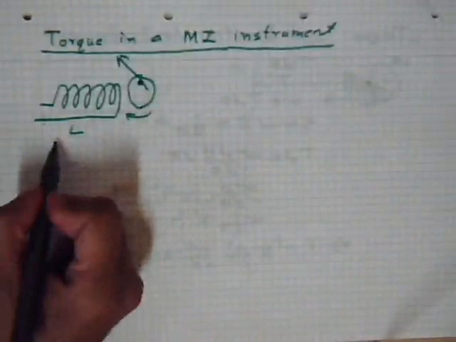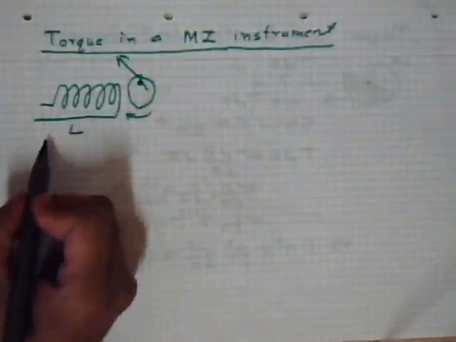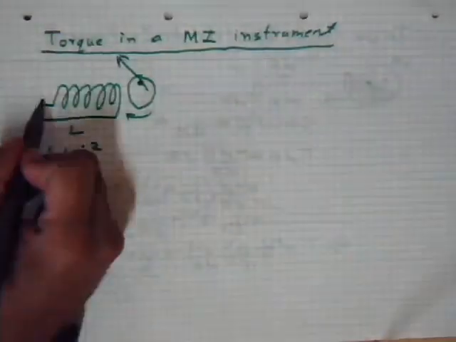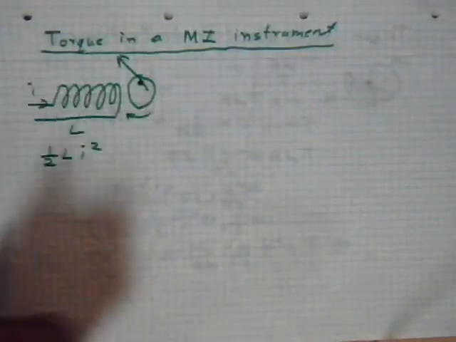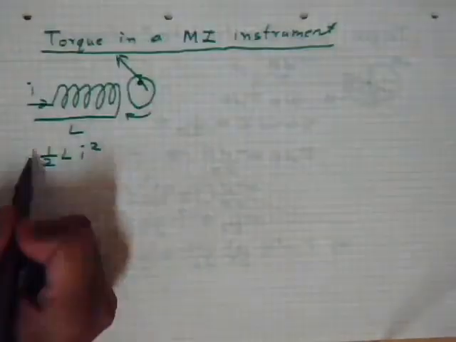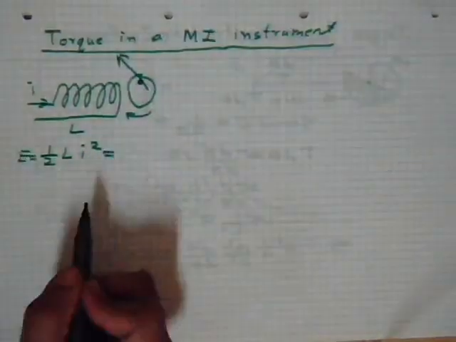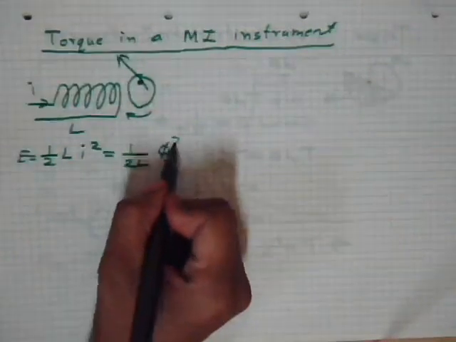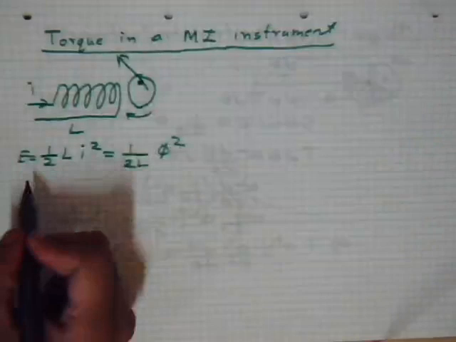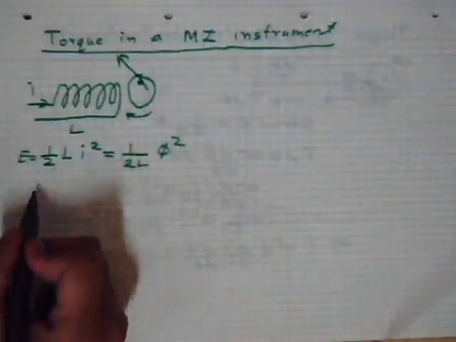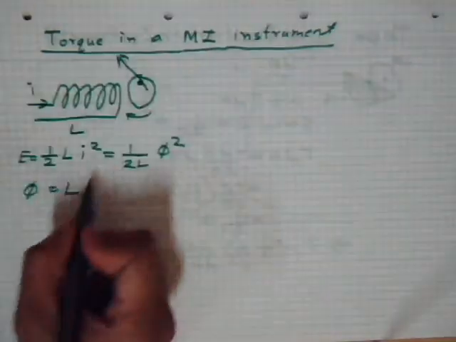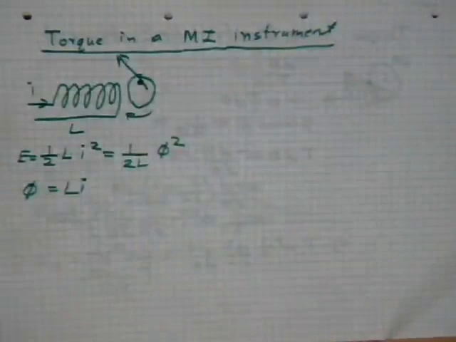Therefore, the energy stored in this coil is half L I square, if I is the current flowing through the coil, which is now equal to 1 by 2 L phi square. What is phi? Phi is the flux linkage of this coil. So that means phi is equal to L I, inductance times the current. Okay, so this is the energy.